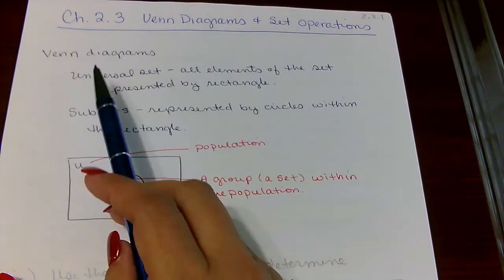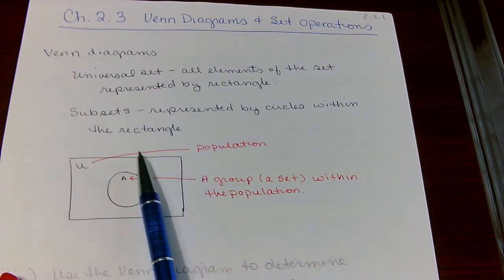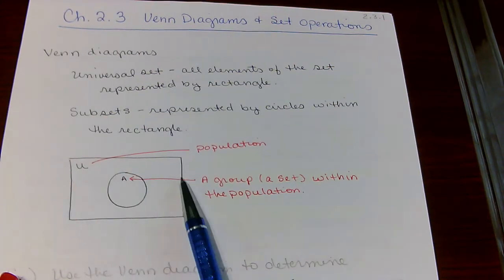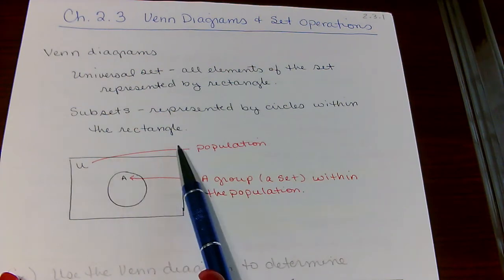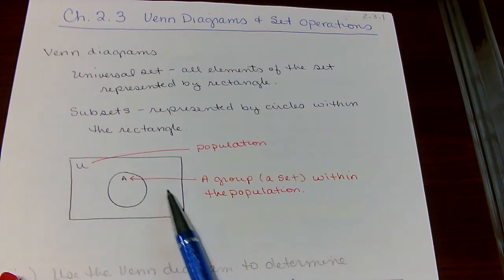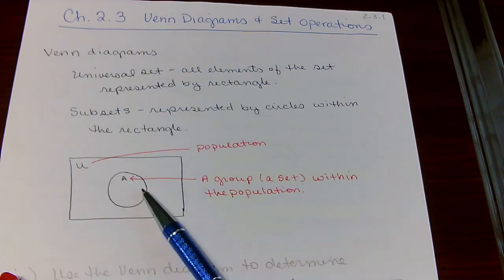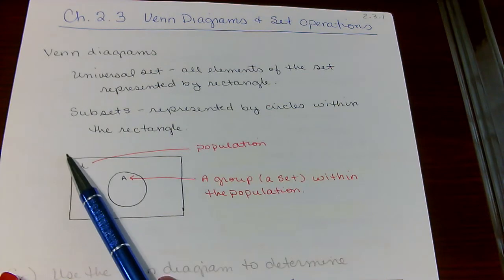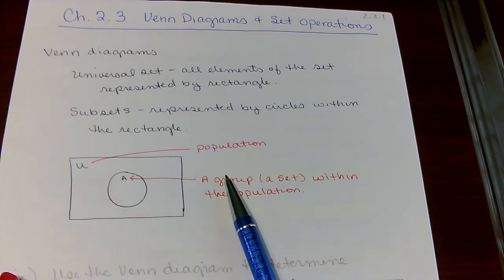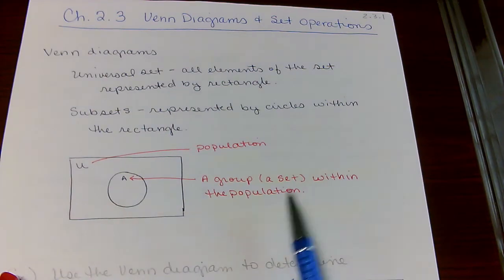Okay, so Venn diagrams have a universal set. In other words, the entire Venn diagram consists of all the elements of the set being represented. Subsets are represented by your circles, where we have one group or one subset. The population would be the universe, and then the subset would be the group within the population.